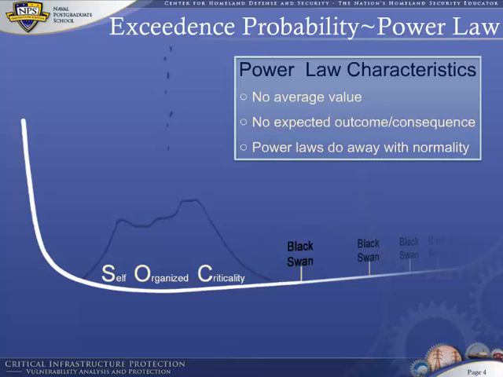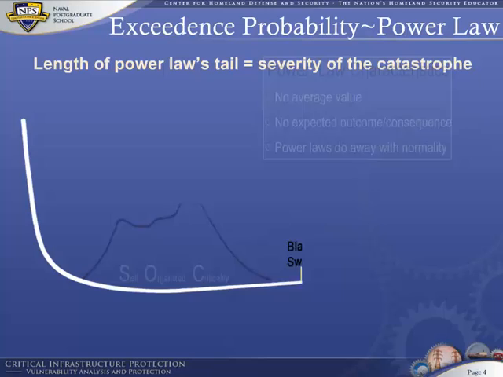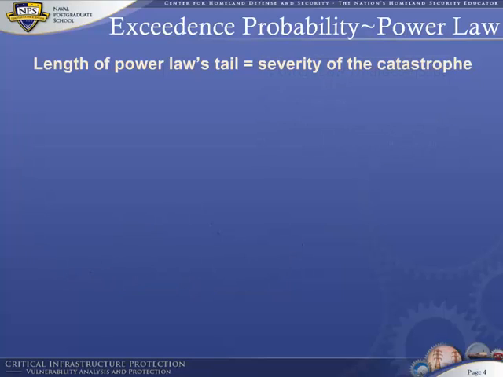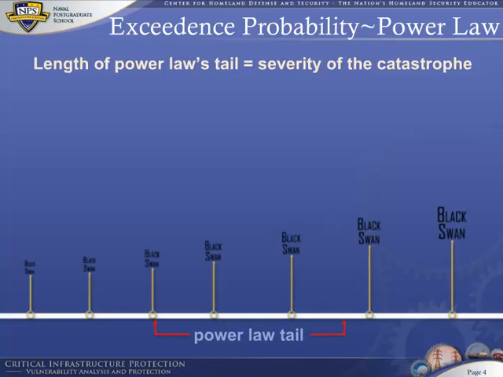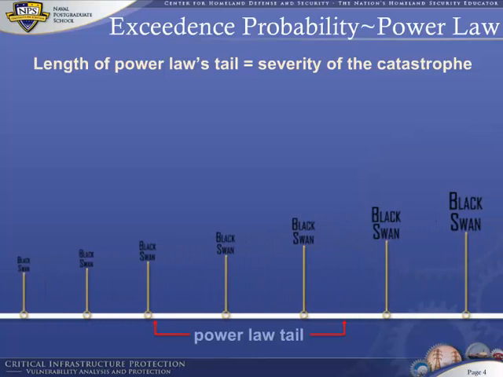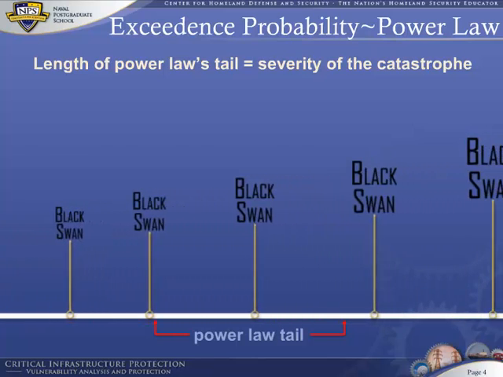Why do we care about this seemingly insignificant mathematical detail? Because the length of the power law's tail is directly related to the severity of the catastrophe. In fact, longer-tailed systems contain more self-organized tension and are therefore more likely to fail dramatically. The longer the tail, the bigger the crash.